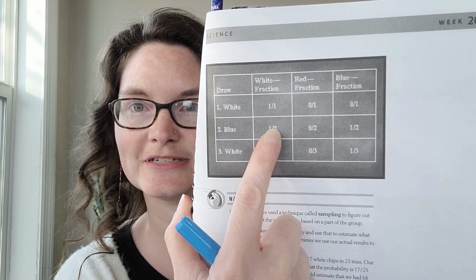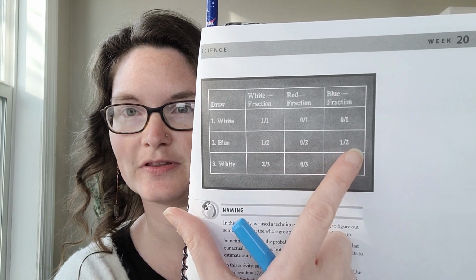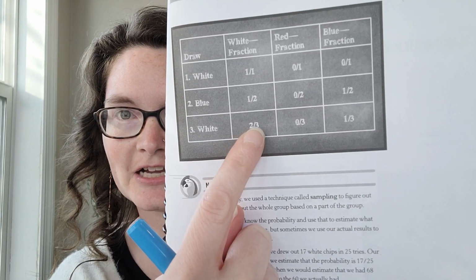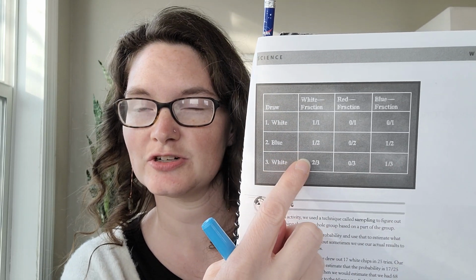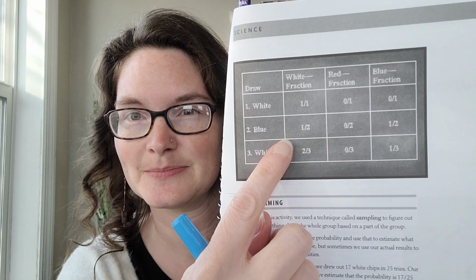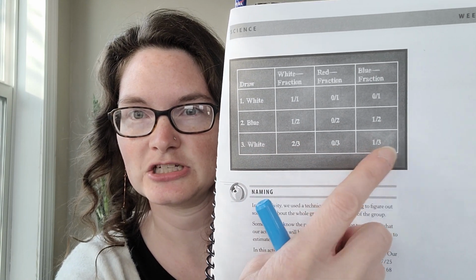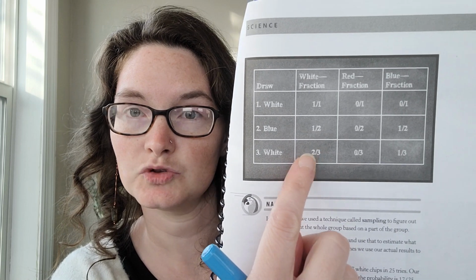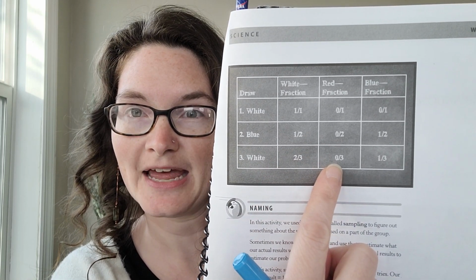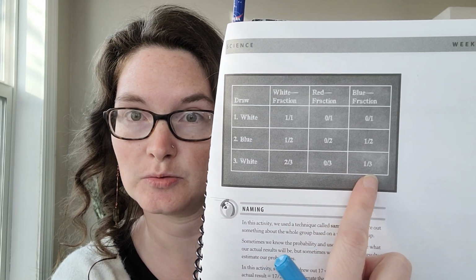Now on the second draw, they got a blue. So they're updating this second number, this bottom number of the fraction each time. So this third draw, the bottom number is a 3. And basically you're just keeping track of how many times you saw each color. So by this third draw, we have seen the white 2 times, the red 0 times, and the blue 1 time. That is one way to do it.